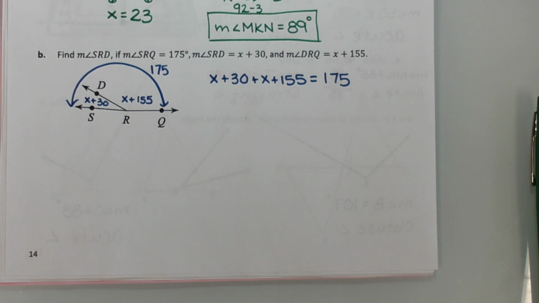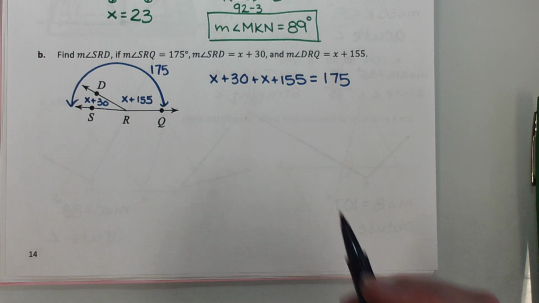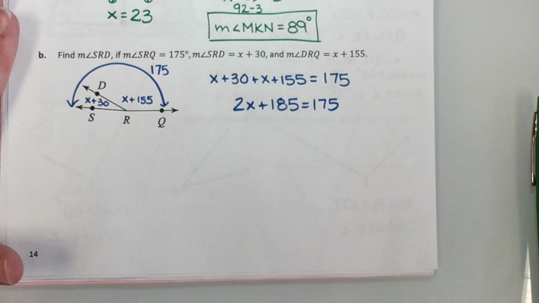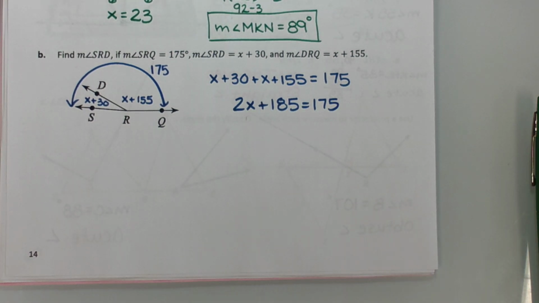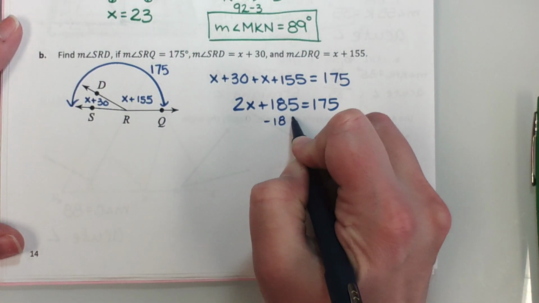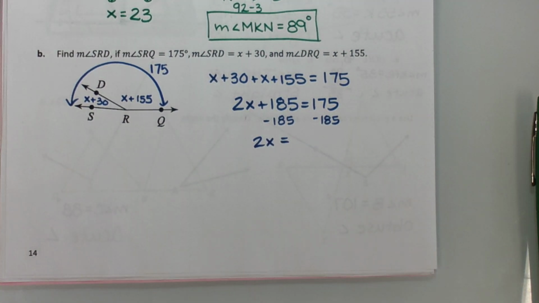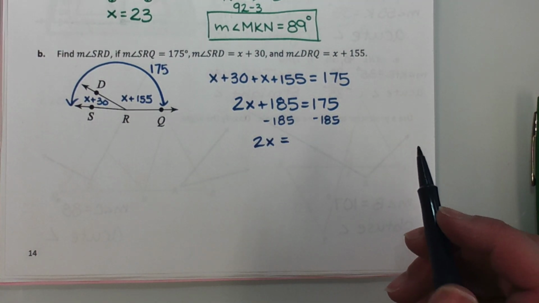Kelby, when I combine like terms, what's it going to look like? Beautiful. Max, if I want to solve this, what am I going to do right now? Subtract the 185 from both sides. X equals 175 minus 185. Negative 10.